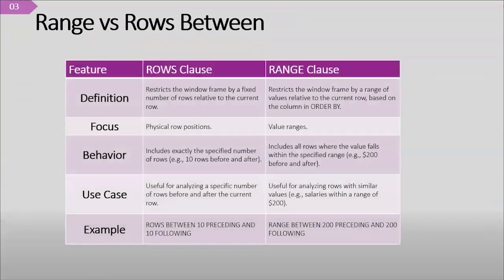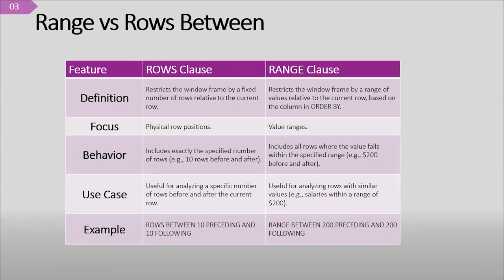What is the difference between rows and range? The rows restrict the window frame by a specific number of rows, so it focuses on the physical row position only, but the range focuses on the value itself, not on the rows. For example, you use rows if you want a number of rows before and after, but range if you want, for example, 2,000 before and after. Use cases are more than I can mention. Both are used a lot in a lot of cases.